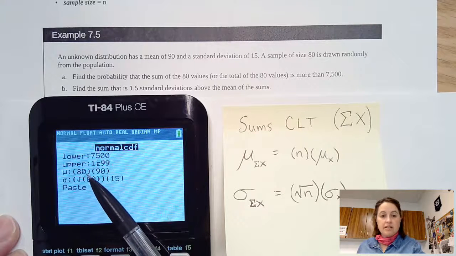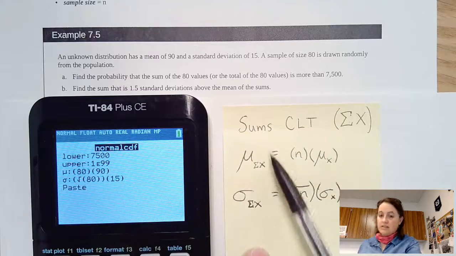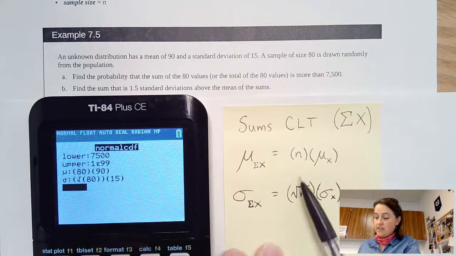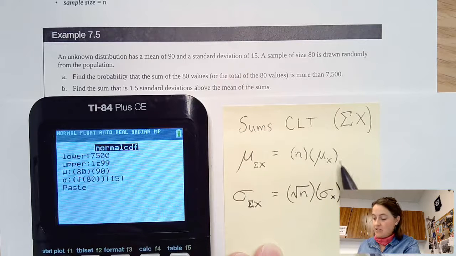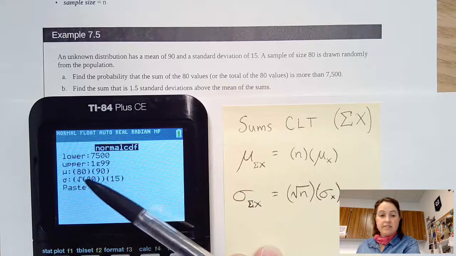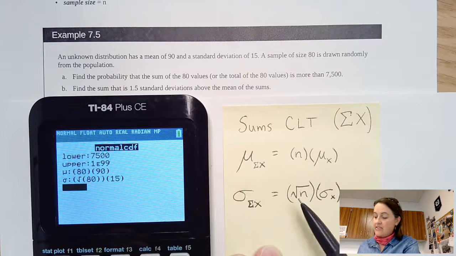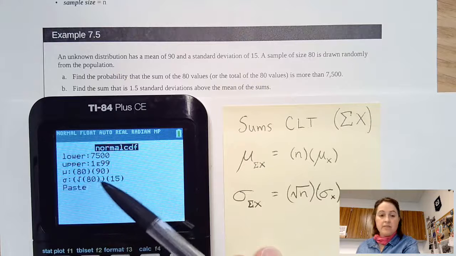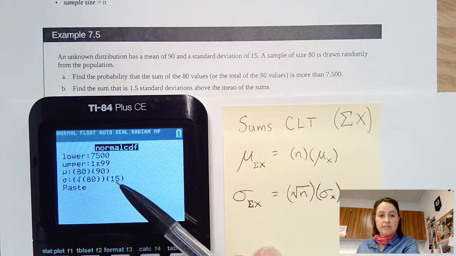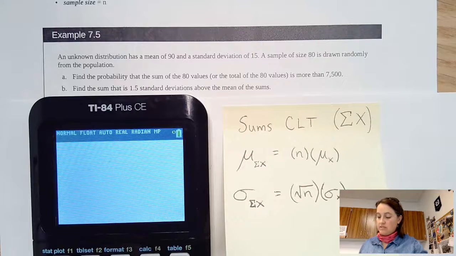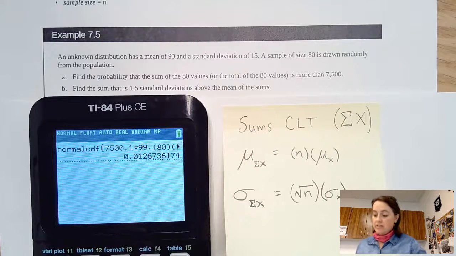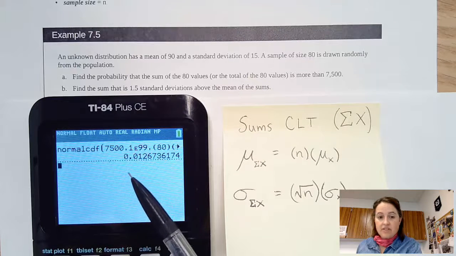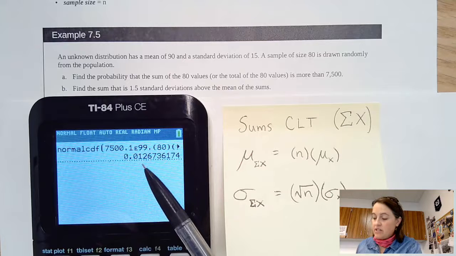And then for our mean, now that we know that this is sums, the mean is n times mu, so it's going to be 80 times 90, and the standard deviation is the square root of n times the standard deviation. So that's going to be the square root of 80 times the standard deviation, 15. So then when we go through and do this, we paste that. And our probability that the sum of the 80 values is more than 7,500 is 0.0127.